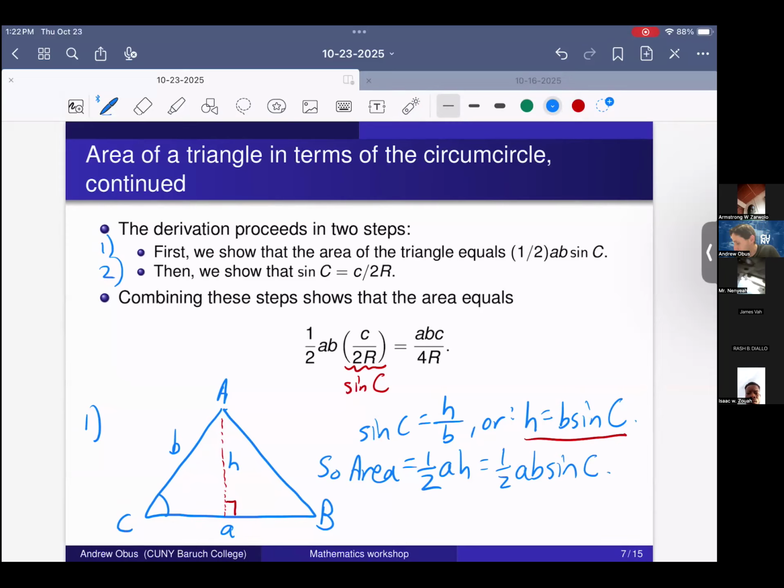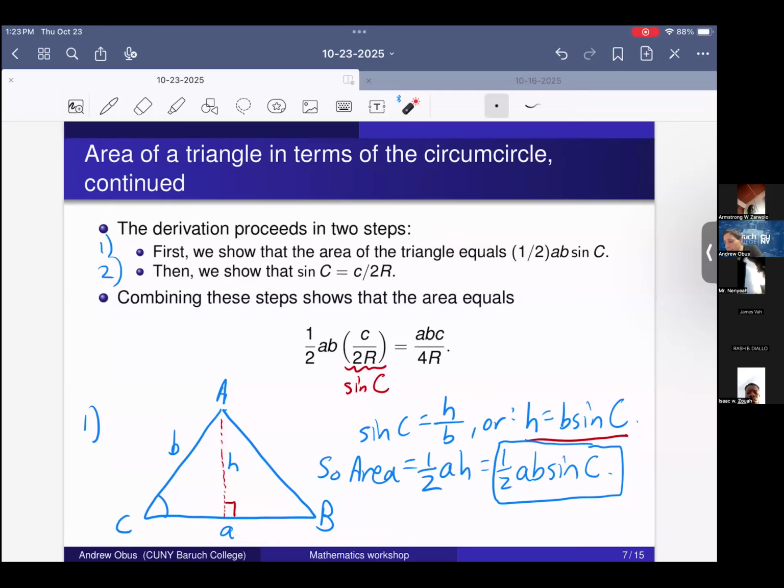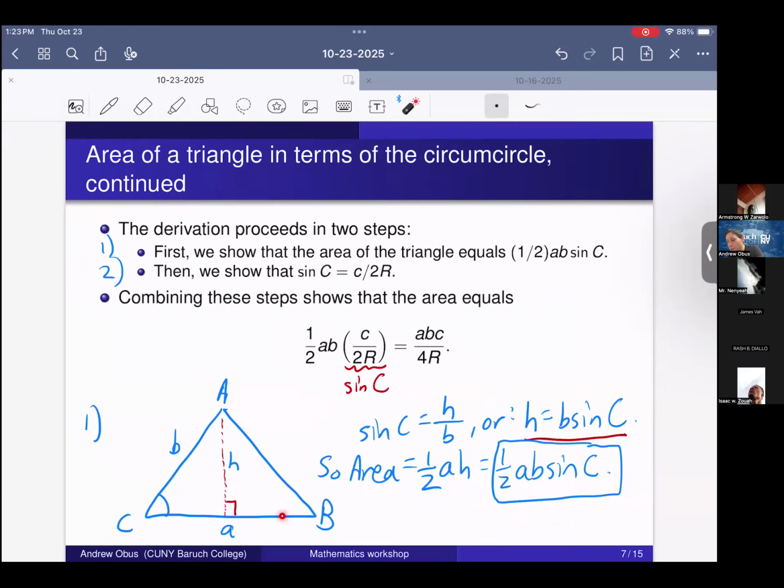But I'm deriving it for you. I'm showing you why this is true. So this is part 1 of the derivation. We want to show that the area of a triangle is equal to 1/2 the product of two sides times the sine of the angle between them. And this follows right away just from base times height. You just have to write the height in terms of a trigonometric function. The height here you can write in terms of the sine of C because it's equal to the opposite side divided by the hypotenuse. So this proves step 1.